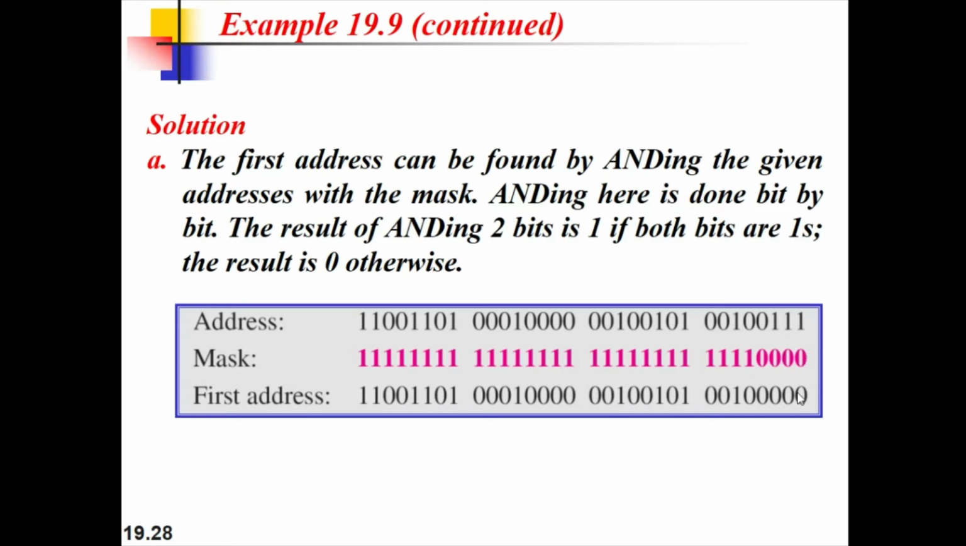So 100, 100, 100, 100, 000, 010, 111, 010, 010, and do the same thing for the rest of the binary digits. So at the end, you will get this value, and when you change back into decimal, you will get the first IP address.